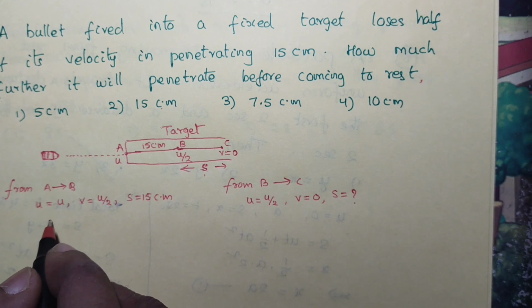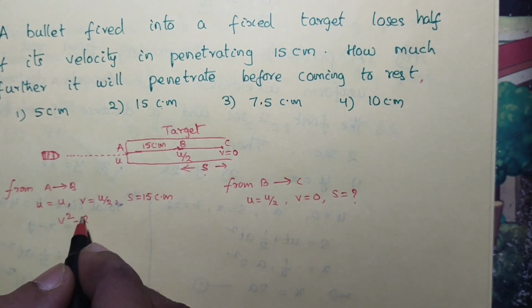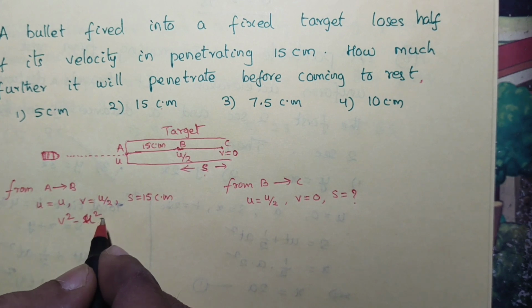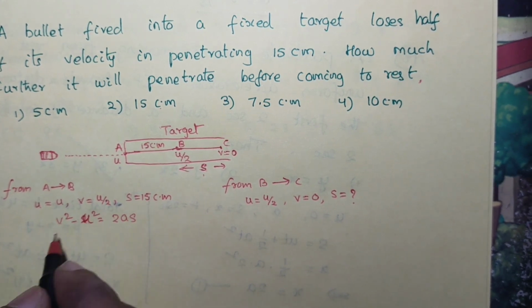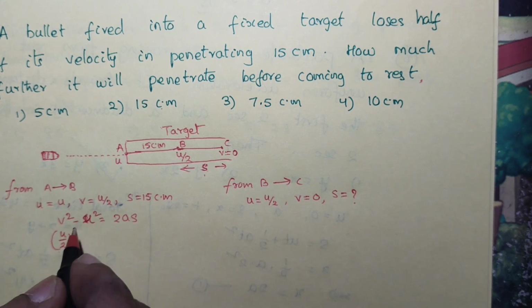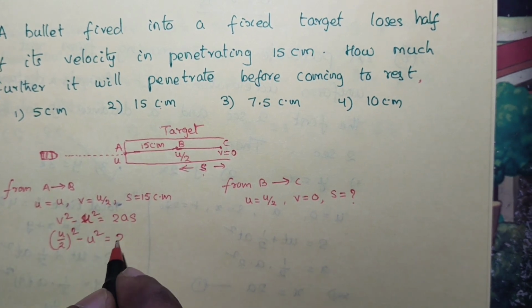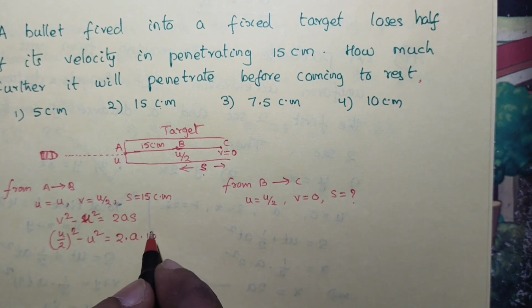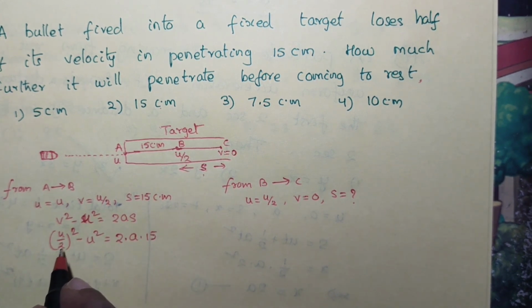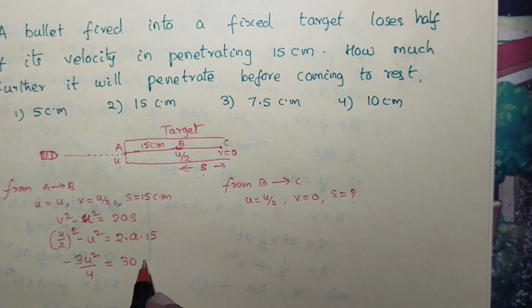So here I apply the formula v² - u² = 2as. v² means (u/2)² - u² = 2a × S, where S here is 15. So u²/4 - u² = -3u²/4 = 30a. So here a is equal to, therefore a is equal to how much? Minus u²/40.